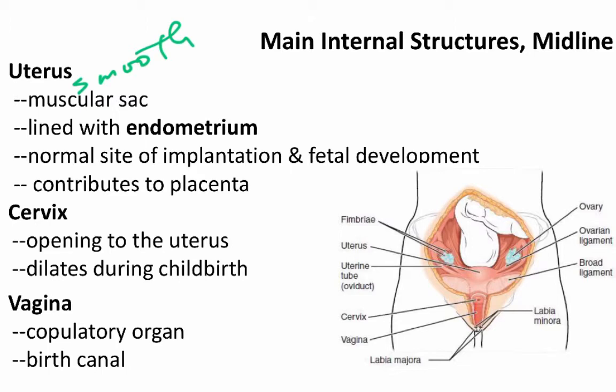During childbirth, the positive feedback cycle between oxytocin and stretch receptors in the cervix is what leads to dilation of the cervix. And the vagina is both the copulatory organ in females as well as the birth canal.